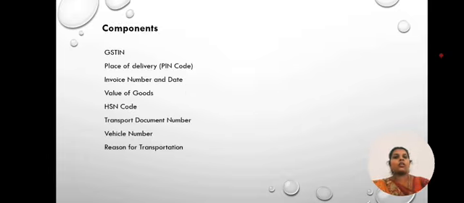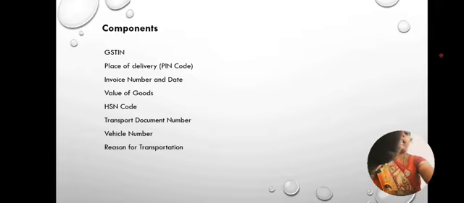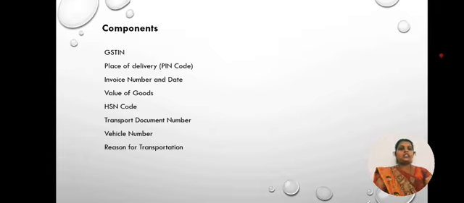Next, components. What are the components involved in the E-way bill? If you want to register the E-way bill, the registrant needs the following items. First, GSTN. GSTN means GST Identification Number. This number is given to all the goods suppliers, whether manufacturer or supplier or anyone in the business having this GST number. This GST identification number should be given to register your E-way bill.